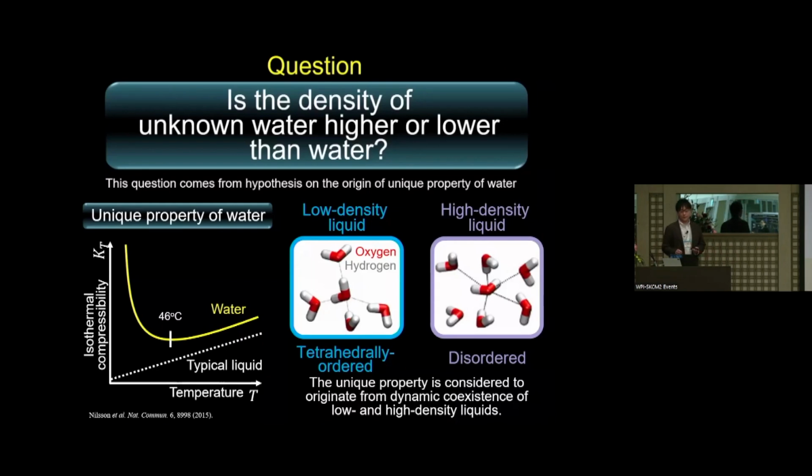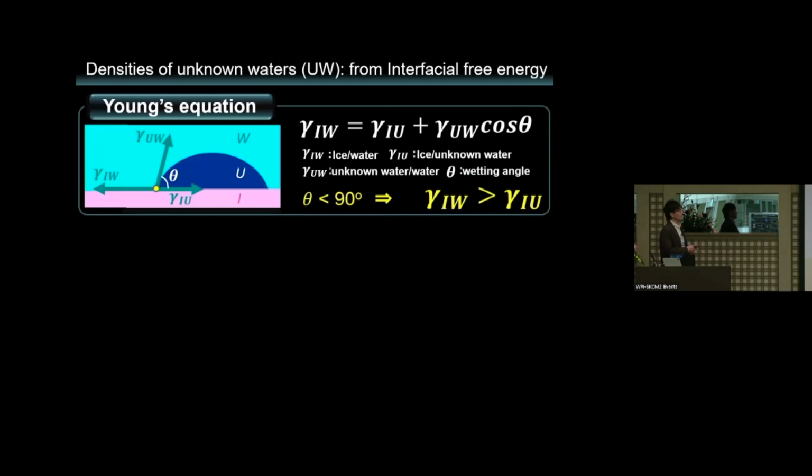To discuss this point, we focused on the interfacial free energy. If we consider this kind of system, if the interfacial free energy between ice and water is larger than that between the ice and unknown water, the structure of unknown water is possibly similar to that of ice. This means the density of the unknown water is similar to the ice. And by simply considering Young's equation, this relationship of the interfacial free energy can be valid when the wetting angle is less than 90 degrees.